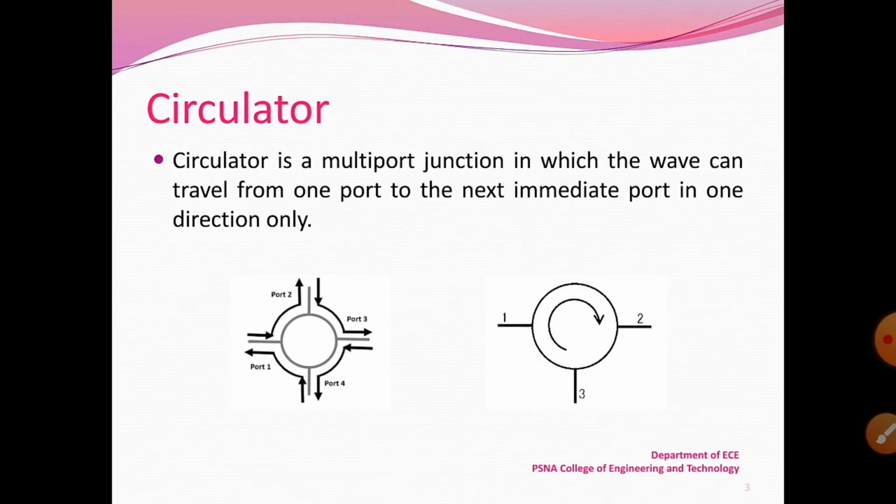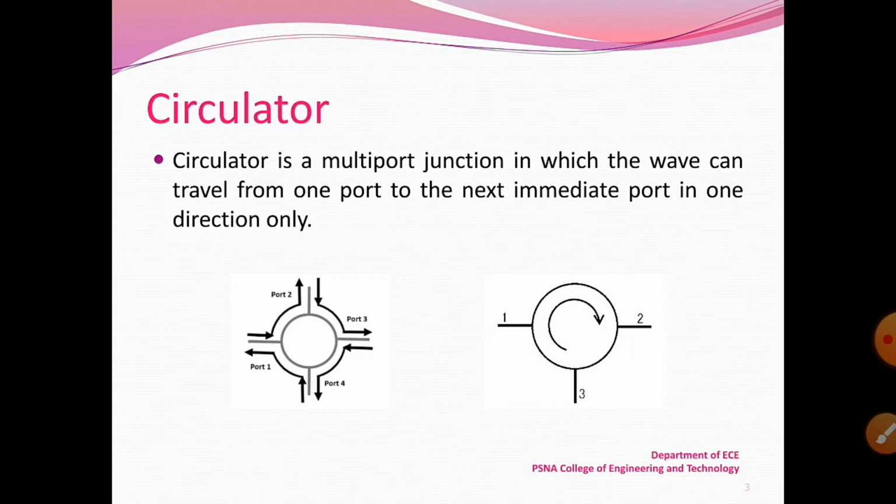Circulator. Circulator is defined as a multi-port junction in which the wave can travel from one port to the next immediate port in one direction only. So in the diagram below we can see a 3-port circulator and a 4-port circulator.